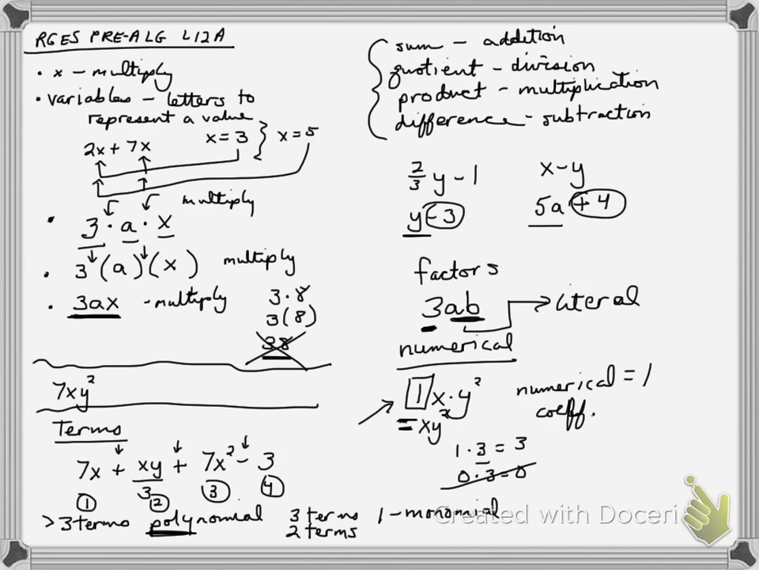Let's talk now about exponents. Exponents are fast multiplication, and multiplication is fast addition. What do I mean by that? Let's say I have 4 plus 4 plus 4. That would be the same as 3 times 4. So multiplication is a fast way to express addition.